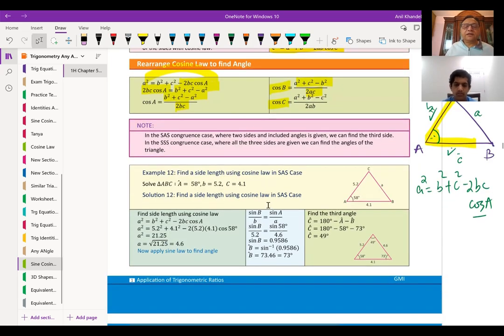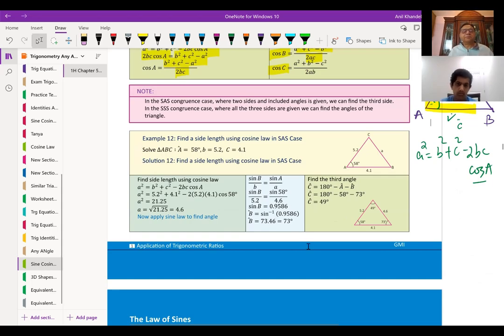Based on this, here is another question for you. Example 12. Can you please read the question? Find the side length using cosine law, side-angle-side case. Solve triangle ABC. A equals 58 degrees, b equals 5.2, and c equals 4.1. In this, you do not have a combination of opposite sides, so you cannot apply sine law. There are two cases: one is when we are given two sides and an angle, and the other is when we are given the three sides. In both, you have to use cosine law. Clear? Write it down.